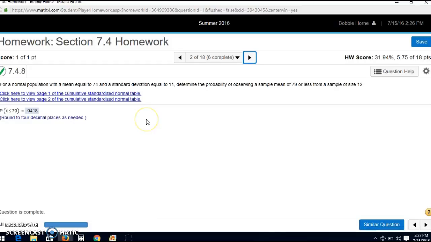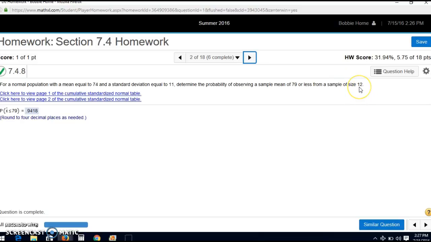Okay, here is where we're getting to the table, the curve values. Find a normal population with a mean equal to 74 and a standard deviation equal to 11, and determine the probability of observing a sample mean of 79 or less from a sample size of 12.